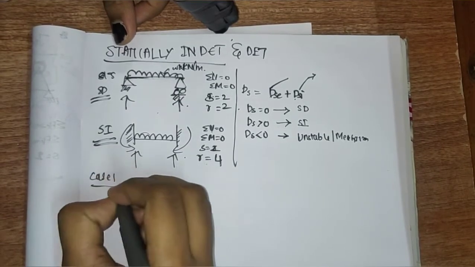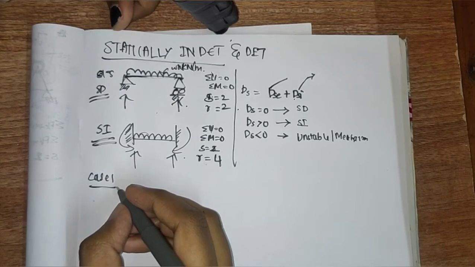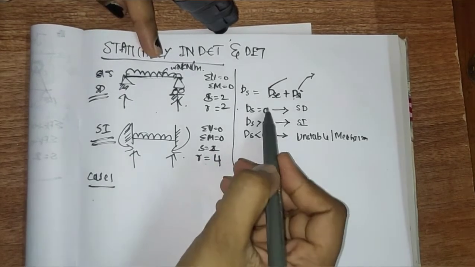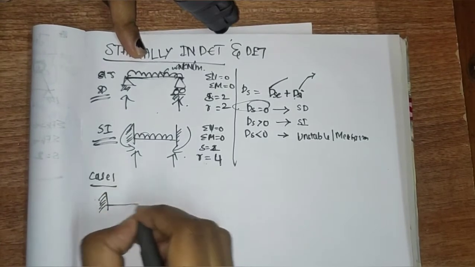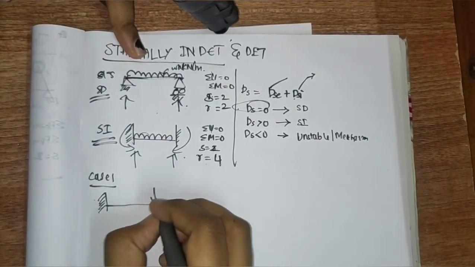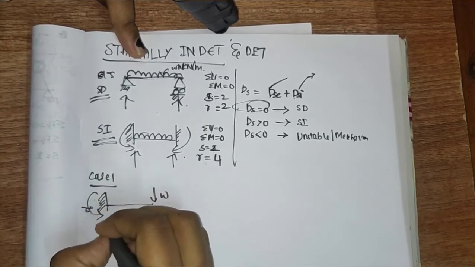First is case 1. In this case 1, we can see a beam that is statically determined. First is the cantilever, which I have already mentioned. Let's check how it is statically determined.